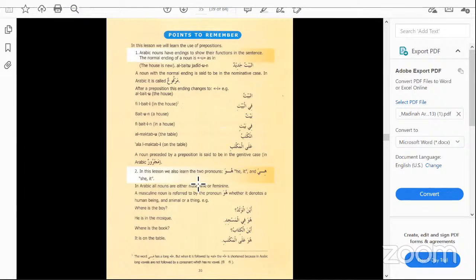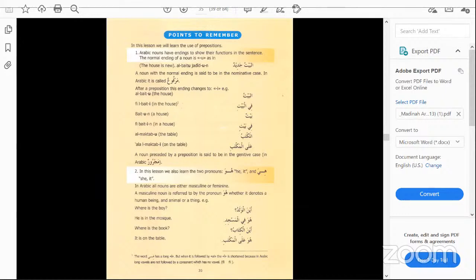In this lesson, we also learned the two pronouns huwa, he, it, and hiya, she, it. In Arabic, all nouns are either masculine or feminine. A masculine noun is referred to by the pronoun huwa, whether it denotes a human being, an animal, or a thing. Example, where is the boy? Aina al-waladu? He is in the mosque. Huwa fil masjidi. Where is the book? Aina al-kitabu? It is on the table. Huwa alal maktabi.